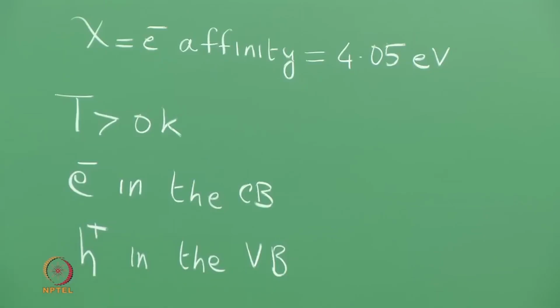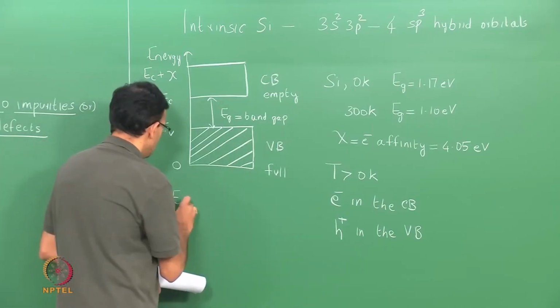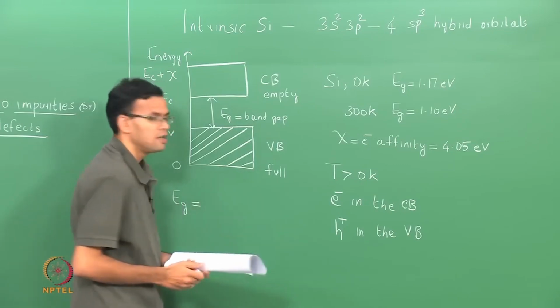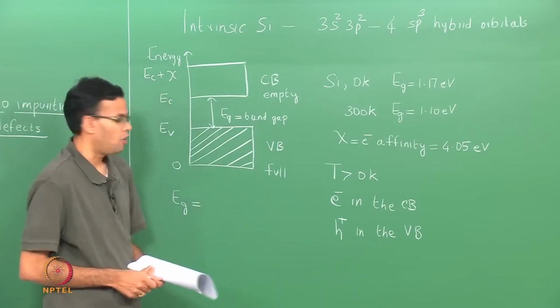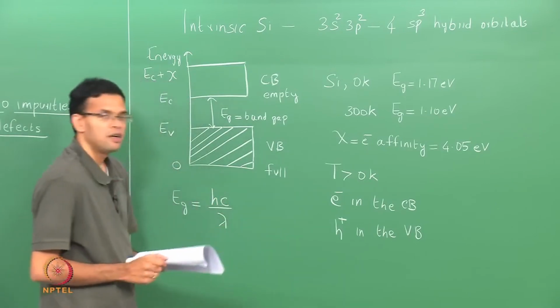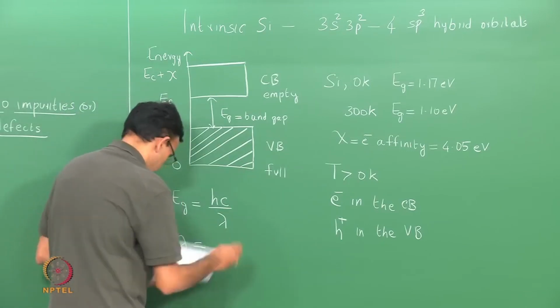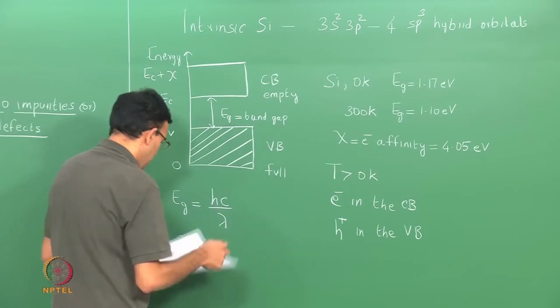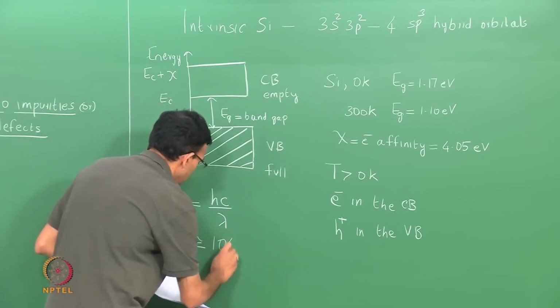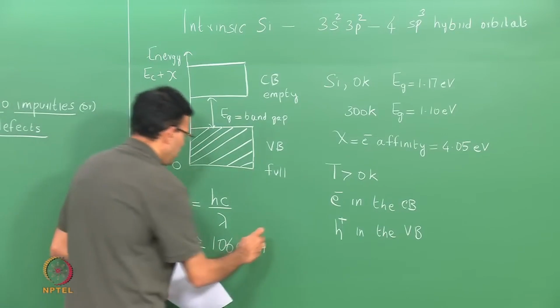We also saw that apart from thermal excitation, we can also use light in order to excite carriers across the band gap. If Eg is the band gap of the material, the wavelength of light that is required in order to excite carriers is nothing but hc over lambda. We can do this calculation for silicon, where we find that lambda is approximately 1000 nanometers, and this lies in the IR region.